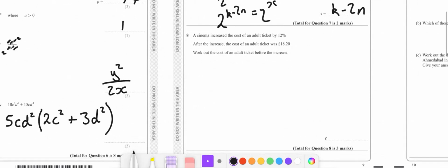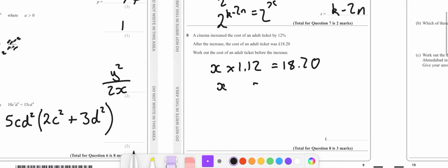Cinema ticket increased the cost of an adult ticket by 12%. After the increase, the cost of the adult ticket was £18.20. So something, when we increase it by 12%, so the neatest way to do this is when we multiply it by 1.12, we get £18.20. So we don't know what the original cost was, but when we increase it by 12%, i.e. multiply it by 1.12, we get £18.20.